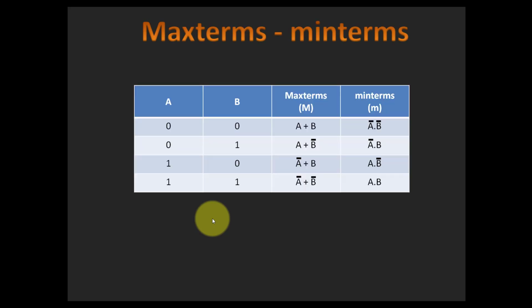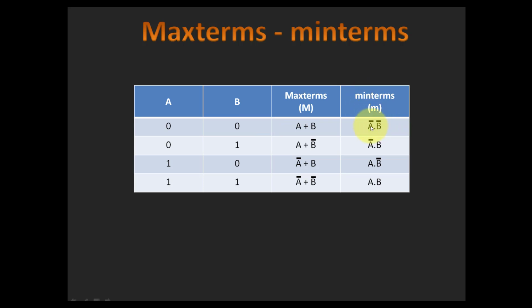Now what are max terms and min terms? Suppose we have a two variable truth table. Here I am not showing the output, but I want to show what max terms and min terms are. Let us see how we write the min terms from the truth table. This is a two variable truth table, so we have four combinations: 0 0, 0 1, 1 0, 1 1.